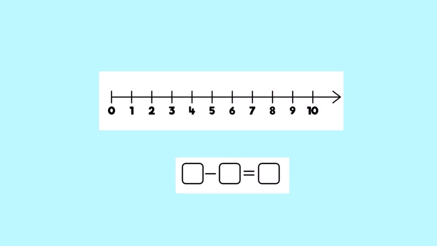Let's do another one. This time we're going to start on 8. And we're going to subtract 3. And how many jumps am I going to make if we're going to subtract 3? We're going to count back how many jumps? Yeah, we're going to count back 3 jumps. 1, 2, 3. Where did I land? I landed on 5. So the answer is 5. 8 subtract 3 equals 5.